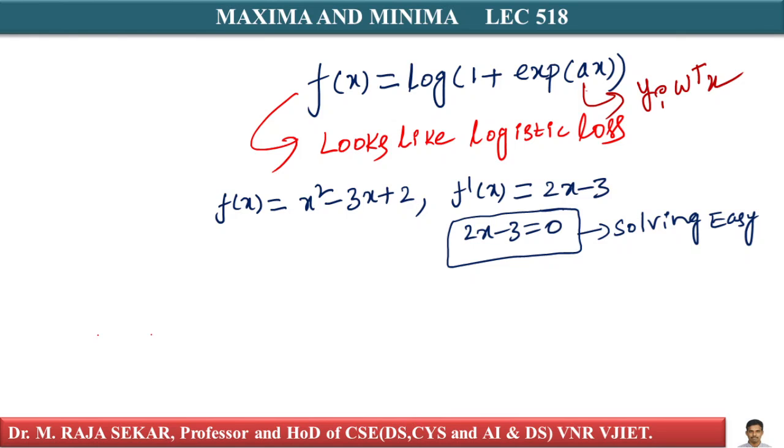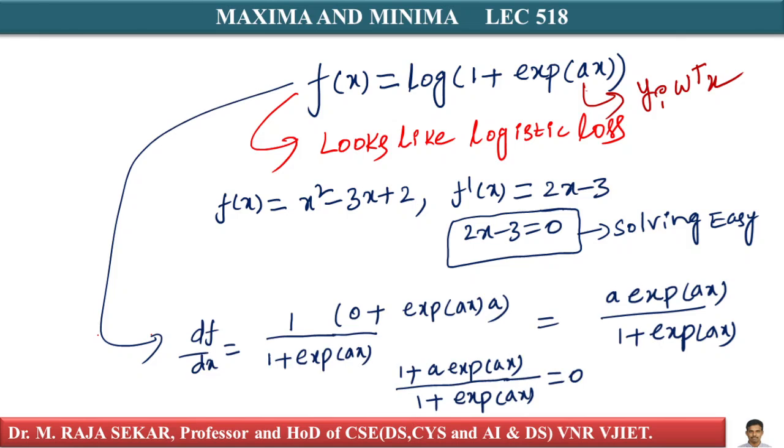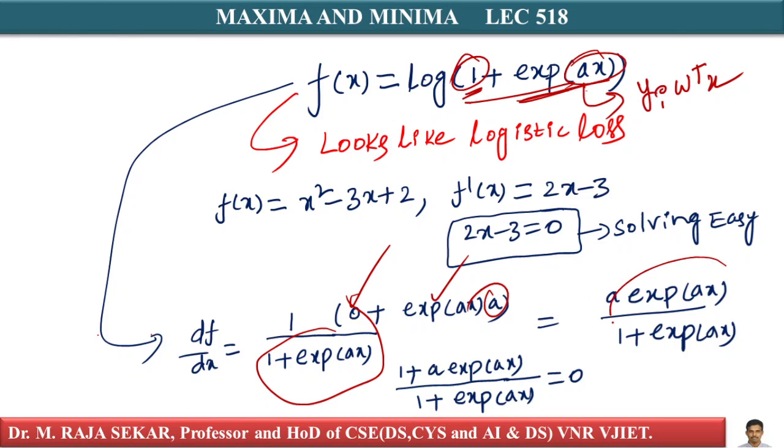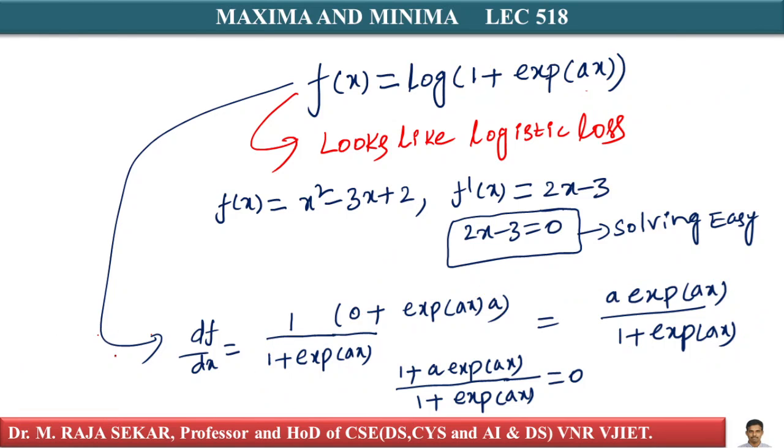For example, if you take f of x equal to log of 1 plus exp of ax and do df by dx, what is the differentiation of log x? d by dx of log x is 1 by x. Therefore I am writing 1 by this, and differentiating again: differentiating 1 is 0, exp of ax differentiation is exp of ax, and ax differentiation is a. Therefore you get a into exp of ax by 1 plus exp of ax.